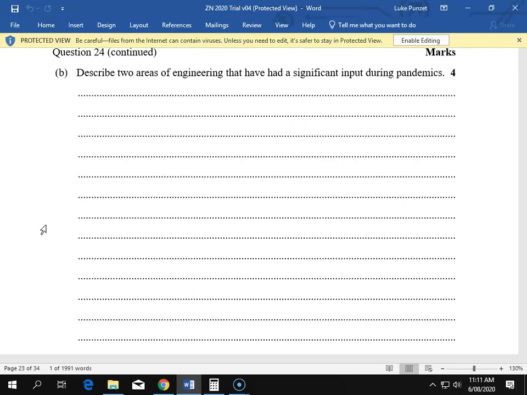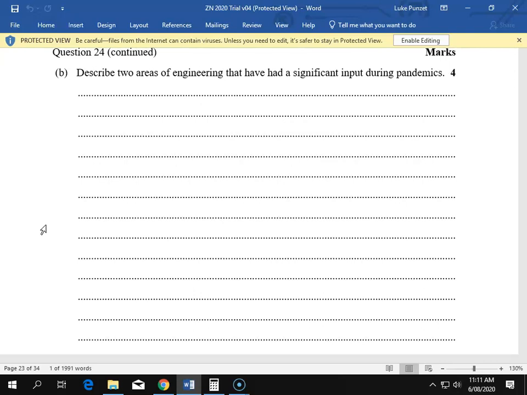Okay, describe 2 areas of engineering that have had significant input during pandemics. Again, 4 marks, I just divide it 2 and 2. So what most people went with was aeronautical and telecommunications, probably because they're the 2 subjects we study. The other one that was common is biomedical, also an area that we study. Okay, I'm happy with all 3 of those answers.